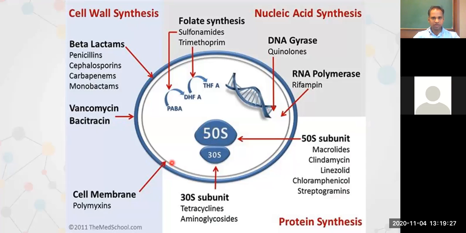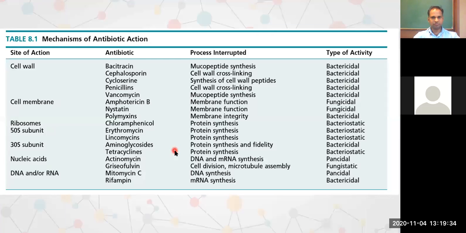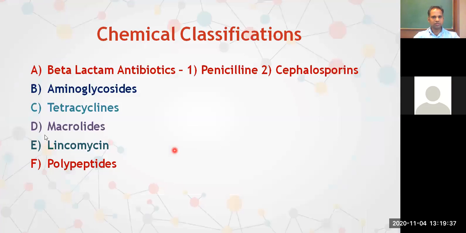For medicinal chemistry, you should write the classification based on their chemical structure, and that is this one. That is antibiotics under beta-lactam class, aminoglycosides, tetracycline, macrolides, lincomycin, and polypeptides. So the beta-lactam is again classified into the penicillin, cephalosporin, monolactam, and carbapenem, because all these four consist of beta-lactam as a common heterocycle.